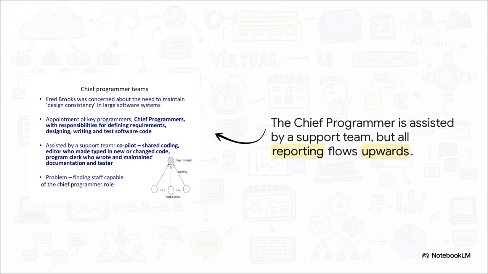And you can really see how this works, right? The key concept is a super clear, strict chain of command. Yeah, the chief programmer has a support team helping out with things like coding or documentation, but at the end of the day, everything flows straight up to them. It's a model that's all about maintaining control and making sure everything is consistent.